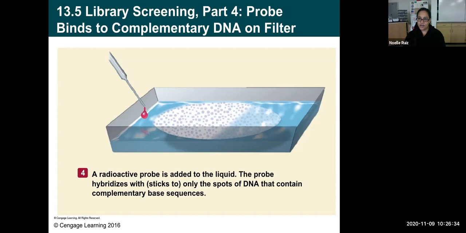So the probe itself is a single-stranded nucleic acid with a certain set of bases. And it wants to find its matches. If it's an A, it wants to find a T. If it's a C, it wants to find a G. It scatters throughout the liquid, finding its partners in the right order.